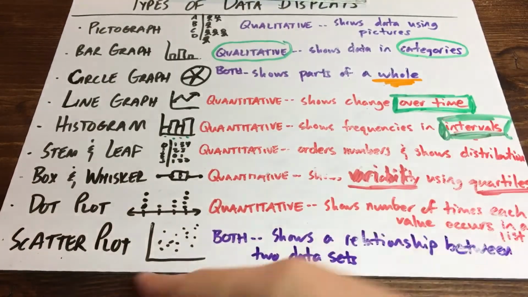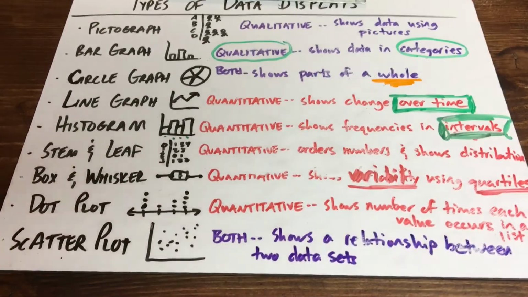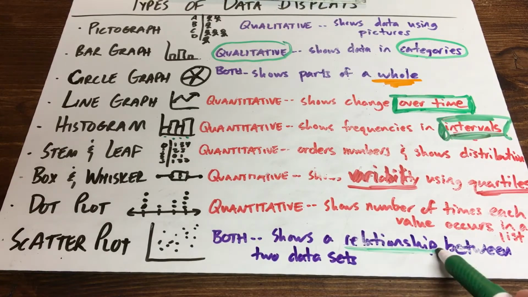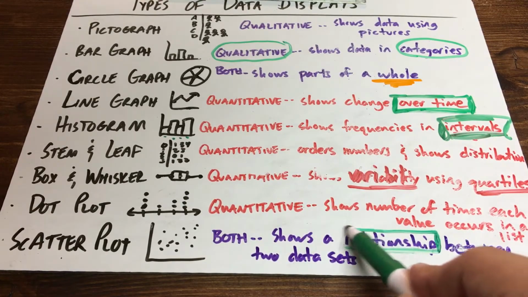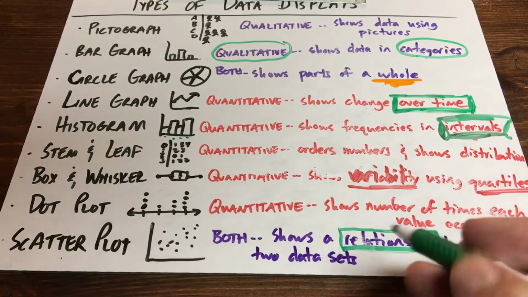A scatter plot, you can do scatter plot for both. A scatter plot is going to try to show a relationship between two things, right? When we're trying to figure out, is there a relationship between how long you study and the grade you got on my quiz? Or is there a relationship between how tall you are and how fast you run? Is there a relationship between the temperature outside and the amount of money that Dairy Queen makes? Or something like that, right? That's what a scatter plot is for.